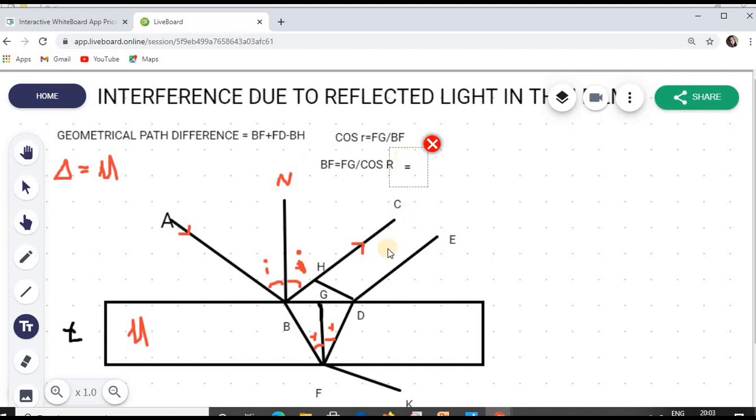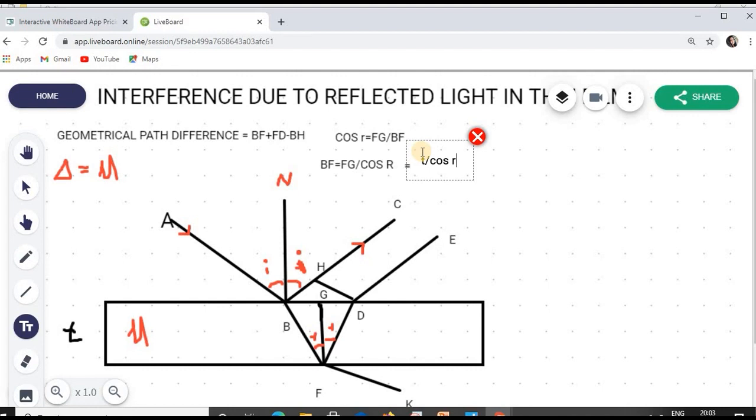FG is the film, and the film has a thickness, which I have already mentioned in the beginning. The thickness of the film is small t. So BF is equal to small t divided by cos r.